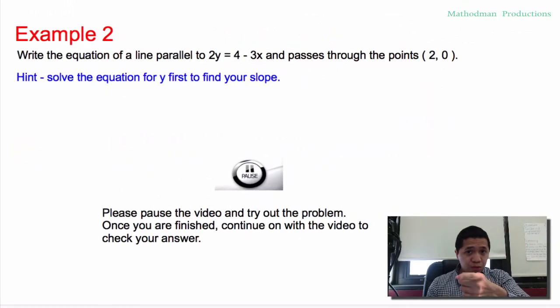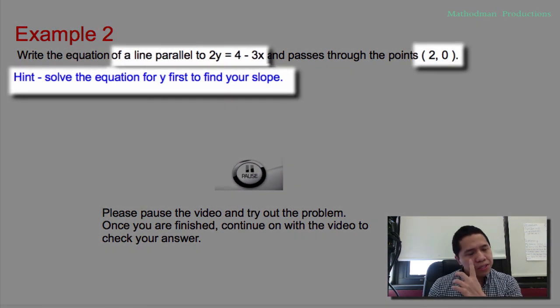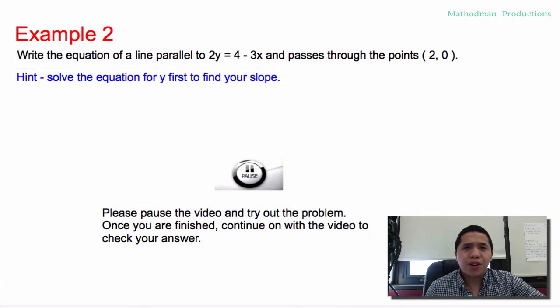Example 2, I'm going to have you try it out on your own. Write the equation of a line parallel to 2y equals 4 minus 3x and passes through the point 2 and 0. I even give you a little hint. Solve the equation for y first so you know what your slope has to equal. Please pause the video and try out the problem. When you are finished, unpause it and you'll see the answer so you can check your work.